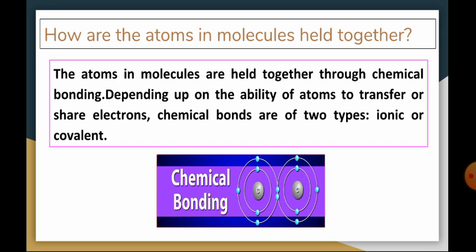So, when we conclude, let us remember that we have been discussing the stability of atoms and molecules using the concept of electronic configuration. The details regarding chemical bonding will be discussed in the coming video.